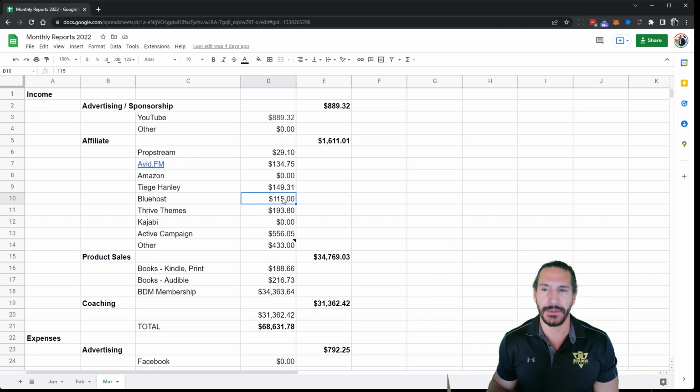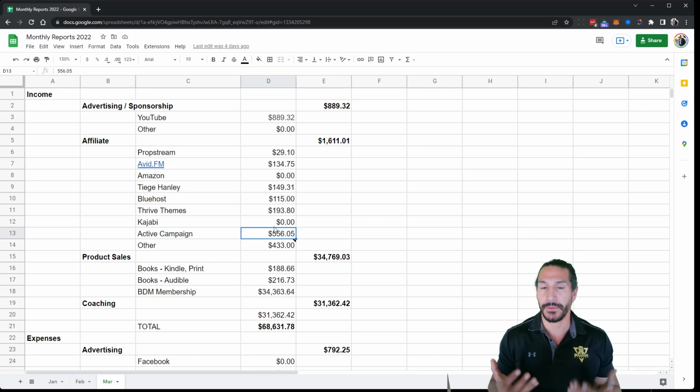I used to get a lot of money from Bluehost. I don't get so much anymore. Thrive Themes, you see over here as well. Active Campaign, that's email marketing software. This is a great one for affiliate, because if you help someone to use the software as an affiliate, then as their list grows, as they become really successful, their fees increase, and then they return you a percentage of that as affiliate revenue. So that's kind of cool.